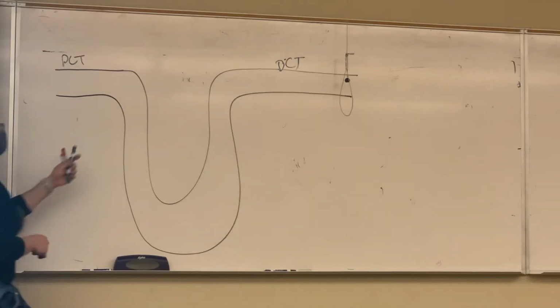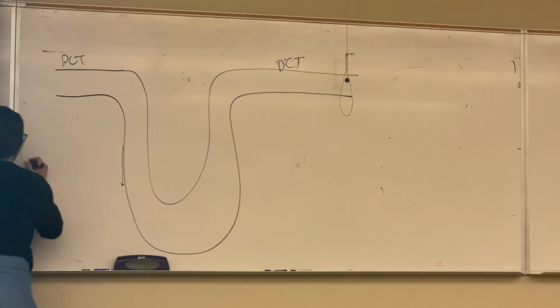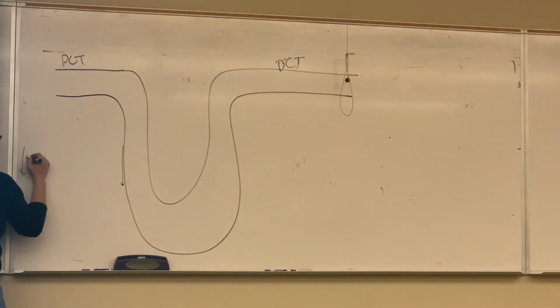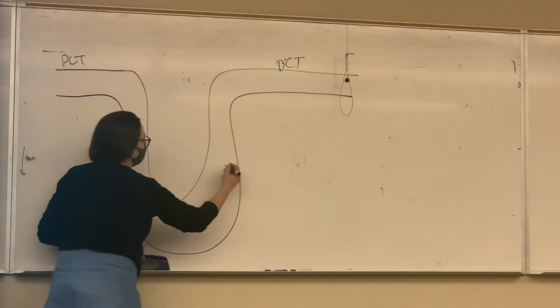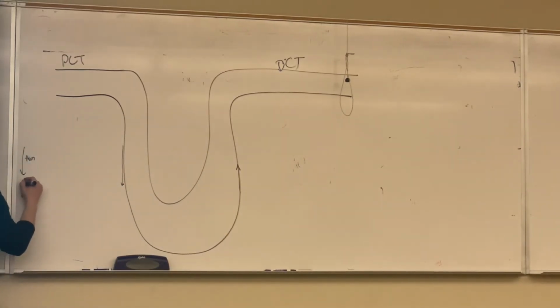So for the descending limb, most of it's thin, back here. And for the ascending limb, this part, most of it's thick.